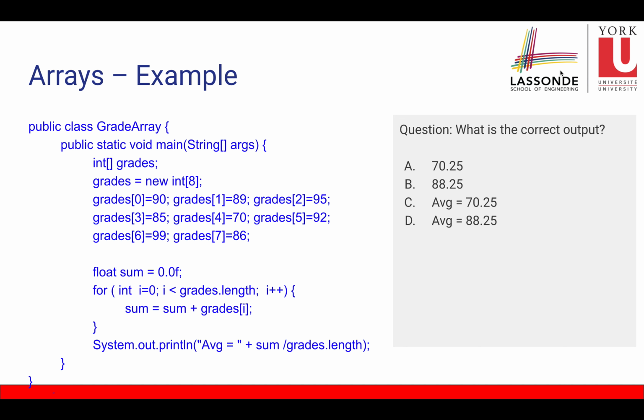Let's look at the values which we assign to the array. Most elements are bigger than 70, so the average must be 88.25. It's simple, right?